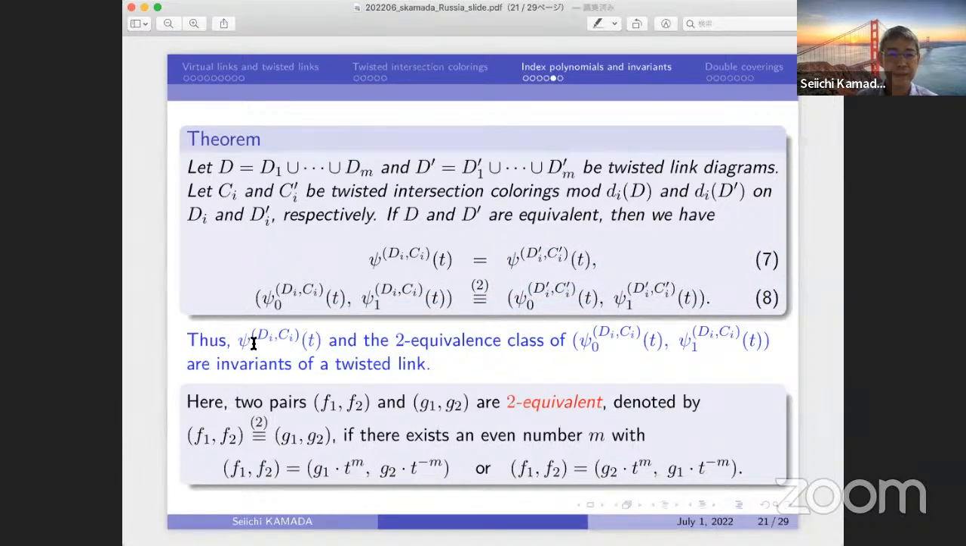This theorem says Psi and the two equivalence class of Psi 0 and Psi 1 are invariants of a twisted ring. They do not depend on the choice of colorings. This is the main theorem of this talk. This is the invariant of twisted rings.